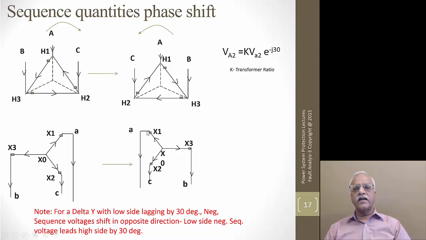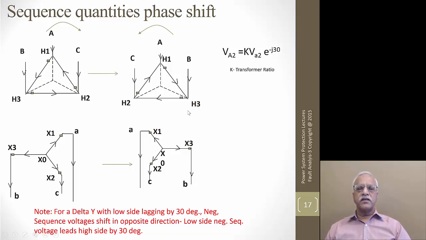If you look at it, suddenly the low side voltage, which was lagging the high side voltage, is now leading the high side voltage, right? So it looks like magic. What it is, is the negative sequence. If you apply a positive sequence voltage to a delta Y transformer with the low side lagging the high side, then the low side voltages also lag the high side voltage in positive sequence, okay? But if you apply a negative sequence, and then if you look at it, it shifts in the opposite direction.